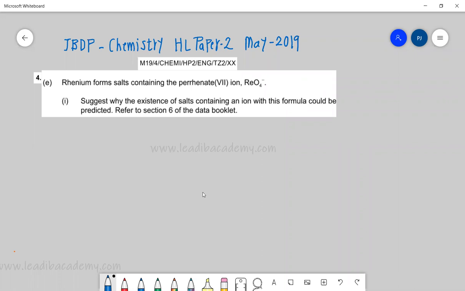4E, rhenium forms salts containing the perrhenate, that is an oxidation state 7 ion, ReO4 minus. Suggest why the existence of salts containing an ion with this formula could be predicted. Refer to section 6 of the data booklet. Okay, so first let's confirm whether it is correct. Okay, that is ReO4 minus. So ReO4 minus, assume oxidation state.